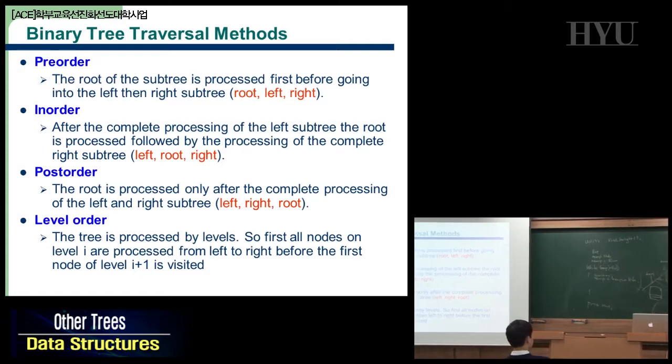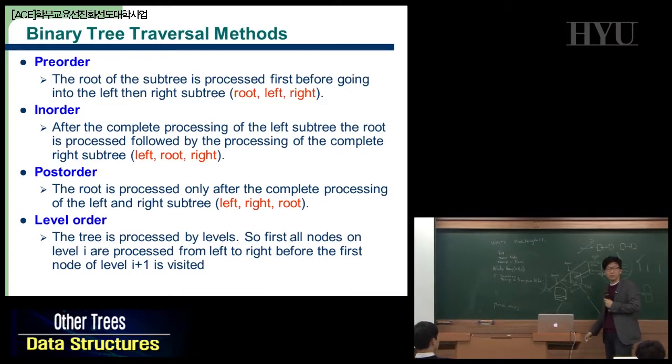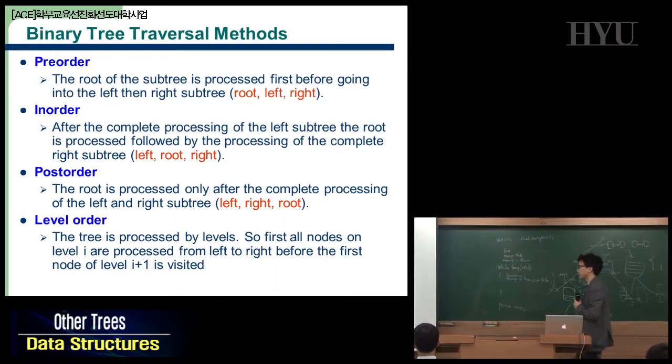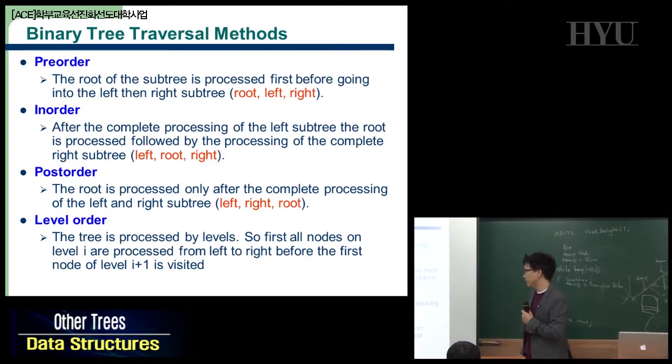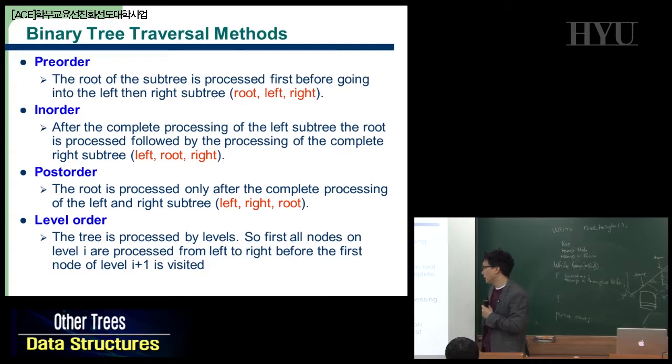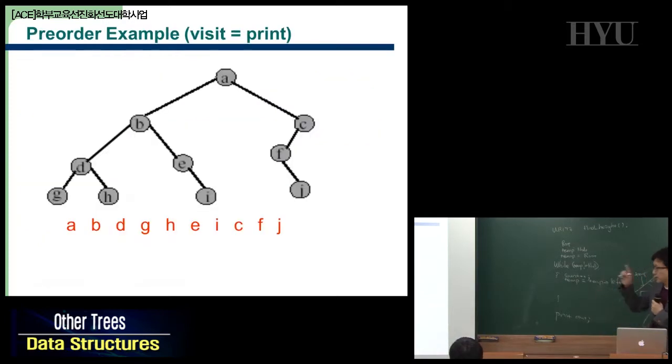Level order: the tree is processed by levels. Level 1, level 2, level 3, you read the elements in that order. The nodes on level i are processed from left to right before the first node of level i plus 1 is visited. Level 1, level 2, left to right. Level 3, left to right. The example is much simpler. I'm going to come back to this. For the pre-order traversal code, this is a recursive way of doing it, and we'll take a look, but let's look at the example first.